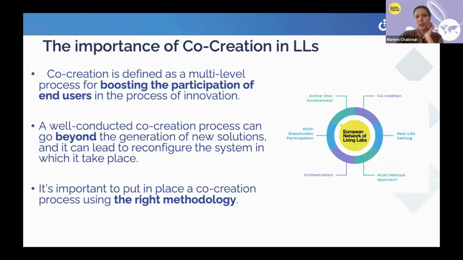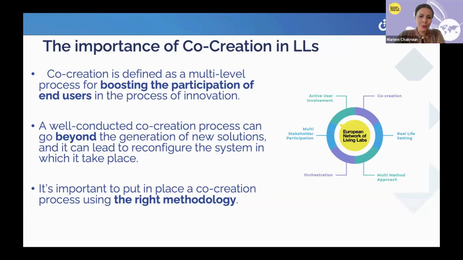And why is co-creation important? It helps boost the participation of end users. The end users are the ones who will use the solutions at the end of the process of innovation. And a well-conducted co-creation process can go beyond the generation of new solutions, but also can lead to reconfiguring the system in which it takes place.